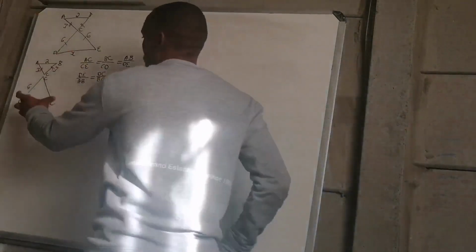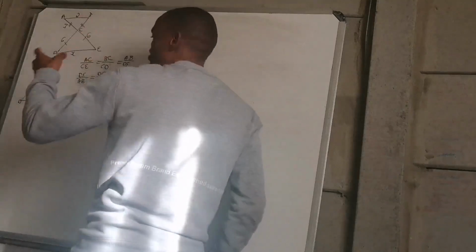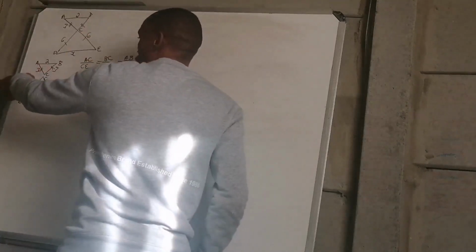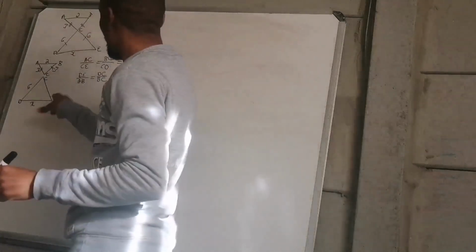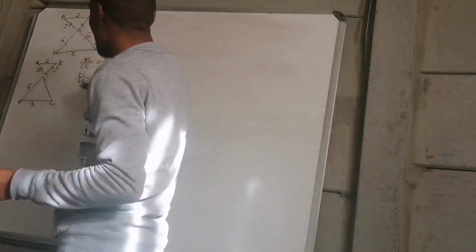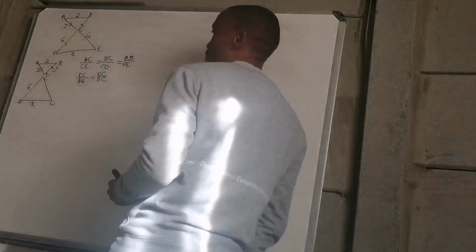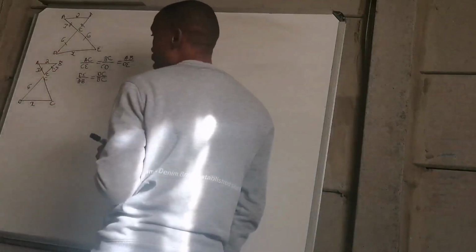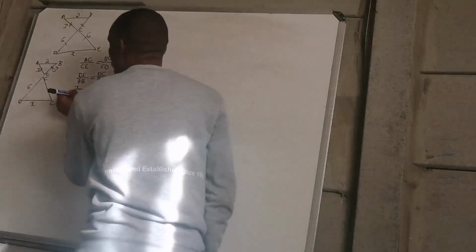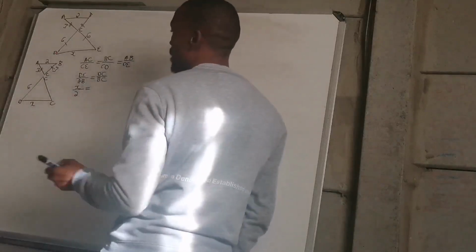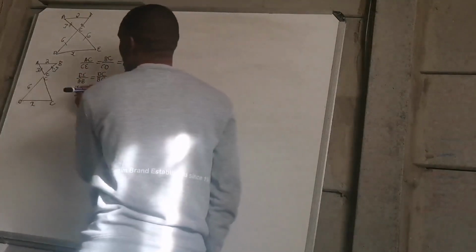So how do you work a side? That is why getting DE divided by AB equals DC divided by BC. And then I can find the value of x, because DE is x, which I want, divided by AB, which is 2, equals DC, which is 6, divided by BC, which is 3.